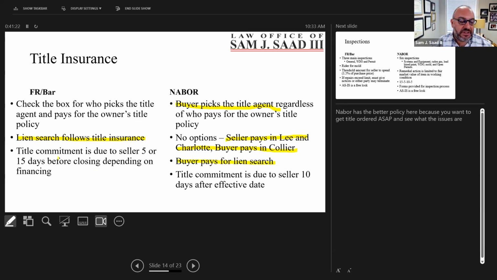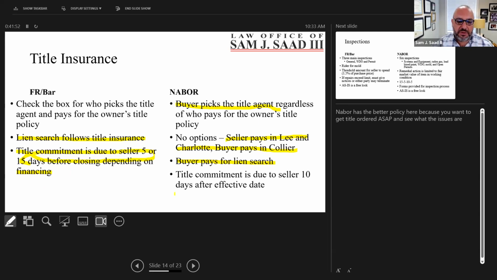Time being of the essence in the FRBAR contract, one of the deadlines that nobody remembers is getting that title commitment delivered on time. The title commitment is due to the seller 5 or 15 days before closing under FRBAR, depending on the financing. Think about that. If you've got 5 days before closing and then you get your title commitment and all of a sudden there's a title problem, that's a real mess.